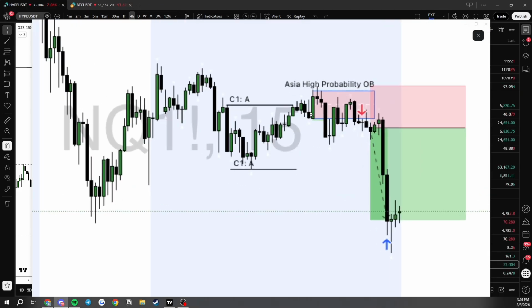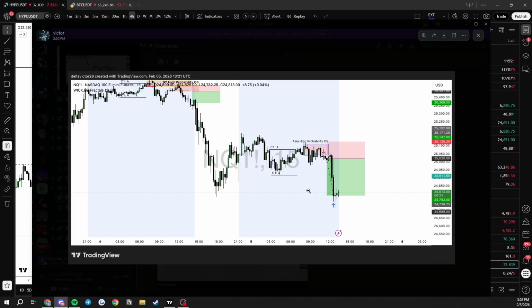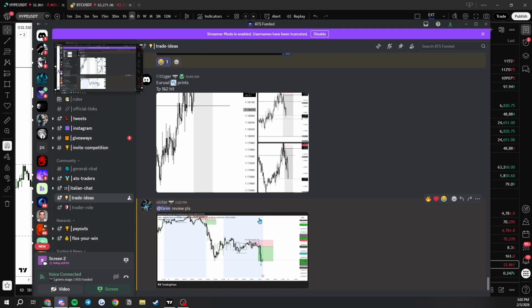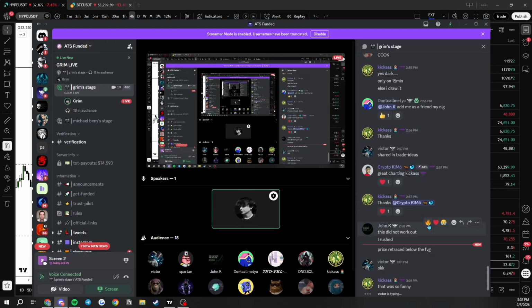Is this in Asia? Asia high probability? I believe this is Asia. I think you meant to put London high probability order block. Up close candle, change in state of delivery, can go short anywhere inside of here. You went short here, bought back here. Very nice. Good trade, bro. Solid. Solid work, guys. Yeah, it was funny. Price retraced below the fair value gap. That's okay. It happens, bro.